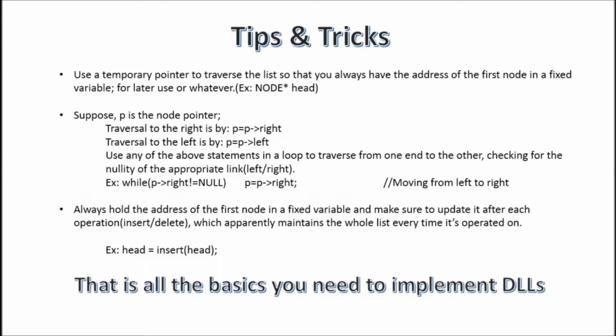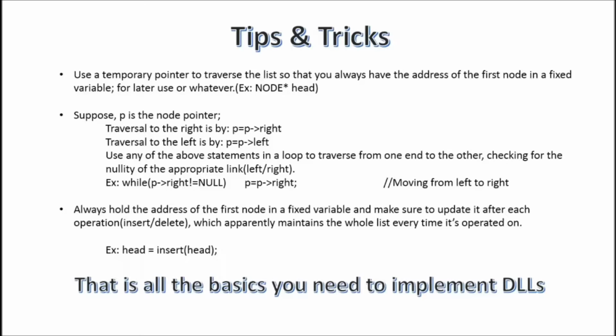And here are a few tips and tricks for you to implement doubly linked lists. The first point is to use a temporary pointer to traverse the list so that you always have the address of the first node in a fixed variable for later use. For example, we use head in this program, and we use a current pointer, p or whatever it is, as a temporary pointer variable to take the address of the first node and then traverse throughout the list, so that you always have the reference to the first node aside.